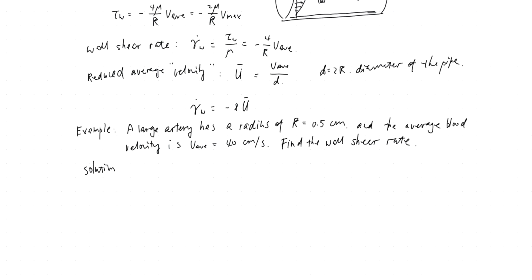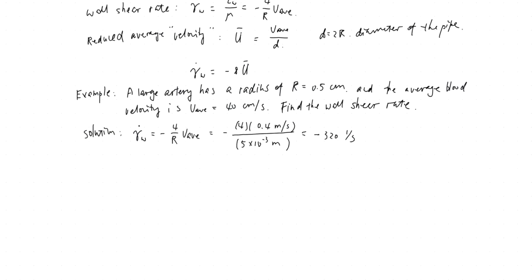So we have wall shear rate, gamma W is minus 4 V average over R. The velocity is 0.4 meter per second. The radius is 5 times 10 to the minus 3 meter. It gives you minus 320 per second. That's the wall shear rate. Okay.